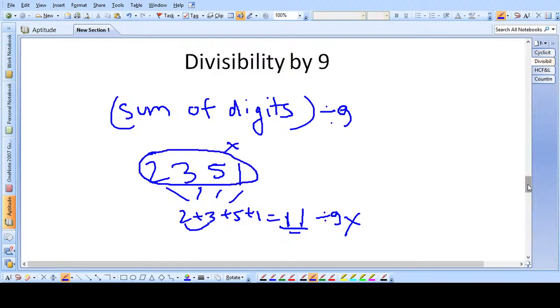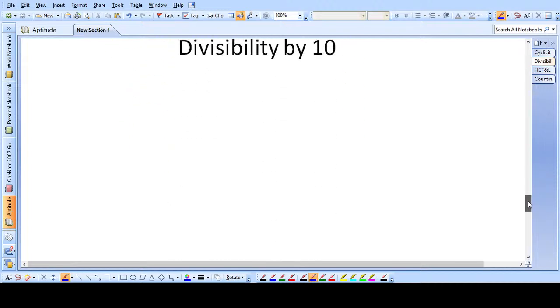So this is the condition. The sum of all the digits should be divisible by 9, only then we can say that it is divisible by 9. Now let's go to the next one, divisibility by 10.